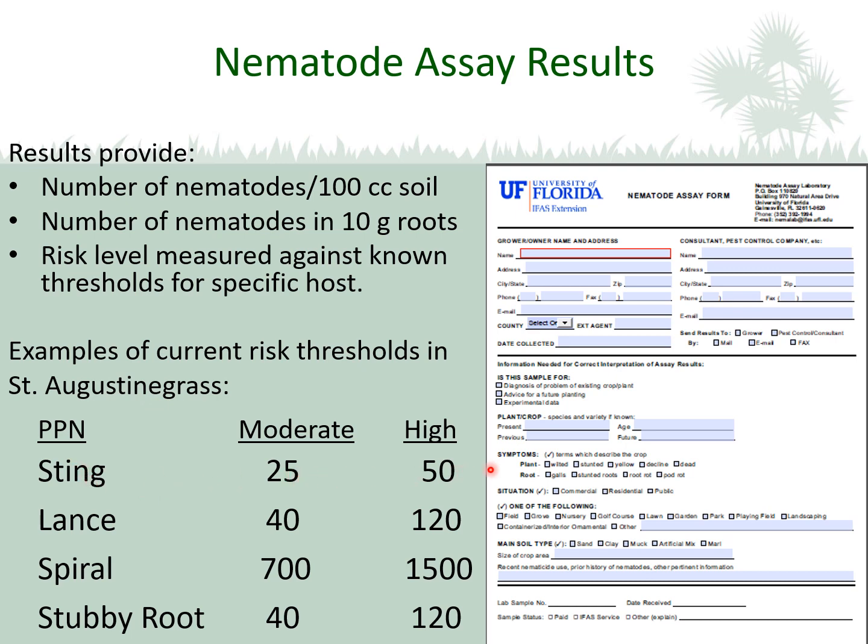It doesn't take very many of them to get over a high risk threshold. Lance, stubby root, lance, spiral seems to be the least harmful. And stubby roots are pretty bad too, about the same as lance.